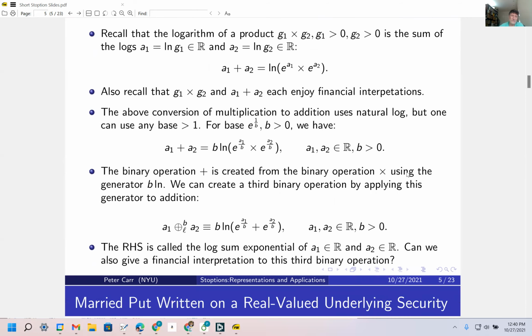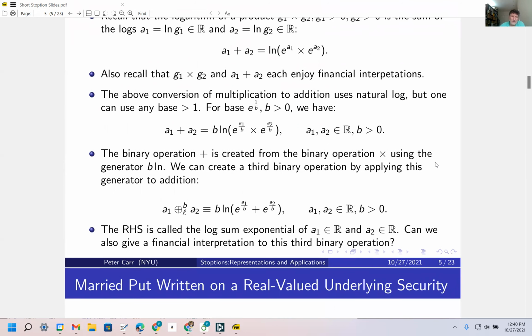So the mathematician would say that you're converting multiplication to addition using a generator, which is the positive quantity b times the natural log. And there are other generators that could be applied to multiplication to get something other than ordinary addition. But we're going to ask a different question. We're going to ask what happens if we apply this exact same generator, which is b log, to addition.